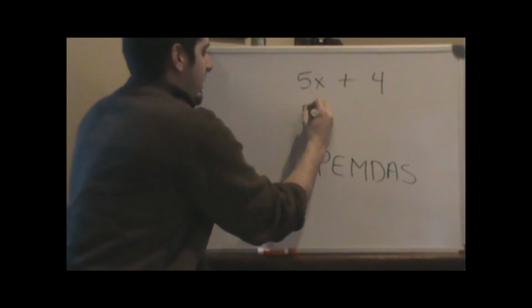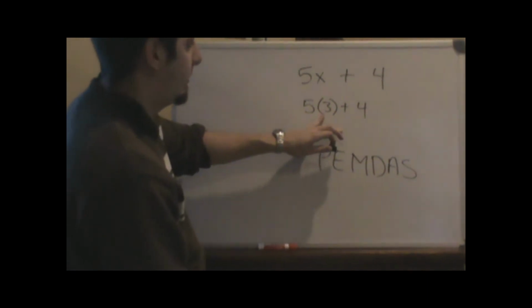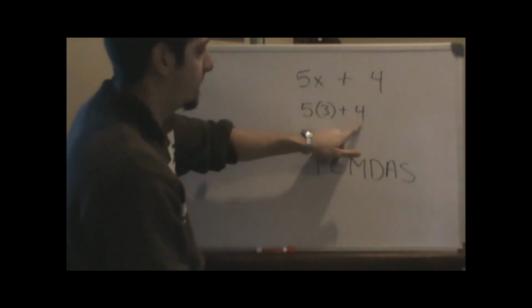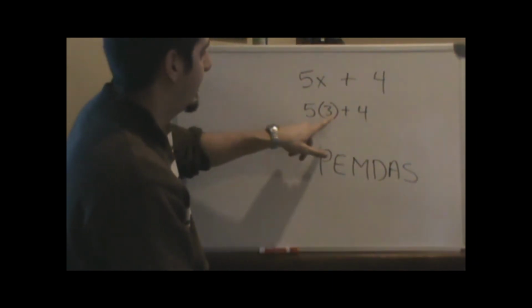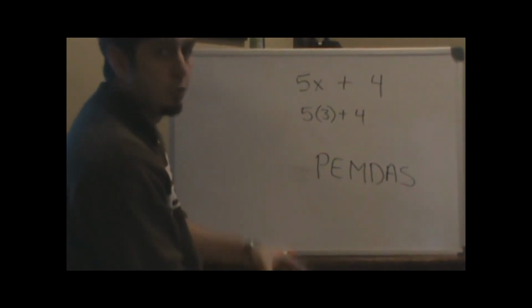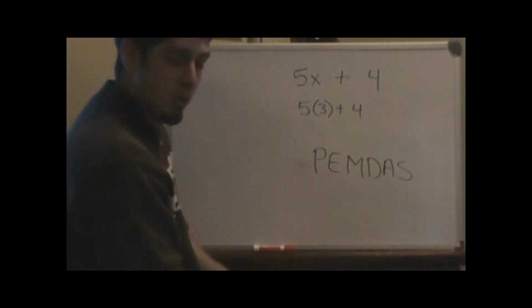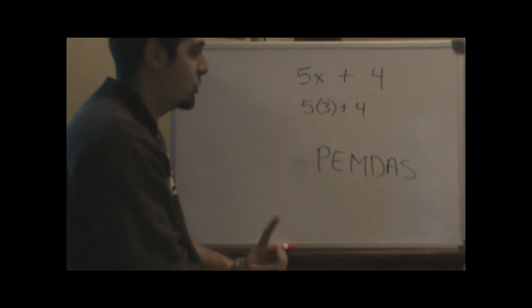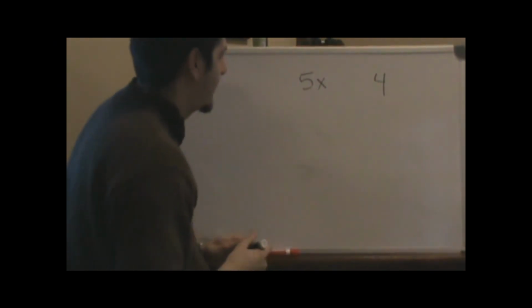For example, if I had 5 times 3 plus 4, 5 times 3 is 15, plus 4 is 19. However, if I did 5 plus 4 first and skipped over the 3, I would get an answer of 5 plus 4 is 9, times 3 is 27. Those are two very different answers. If you want more information on the order of operations, please look at my video in chapter 1, section 2. Again, that's chapter 1, section 2. So, 5x and 4 are not like terms.